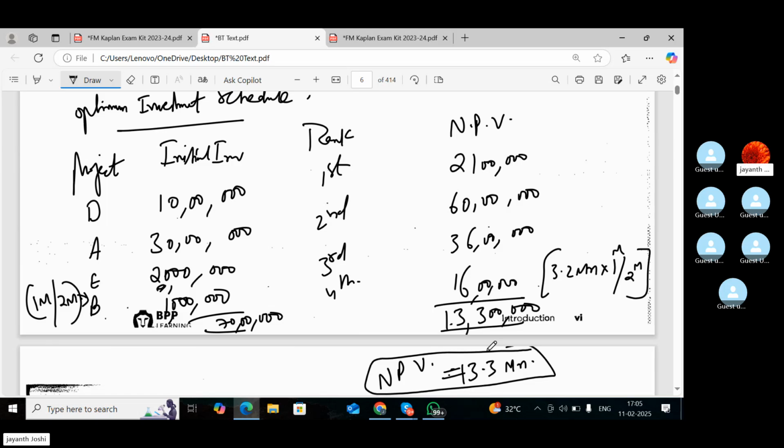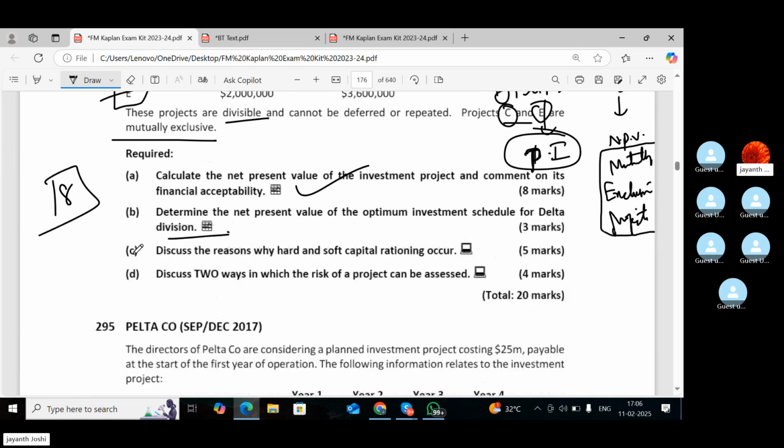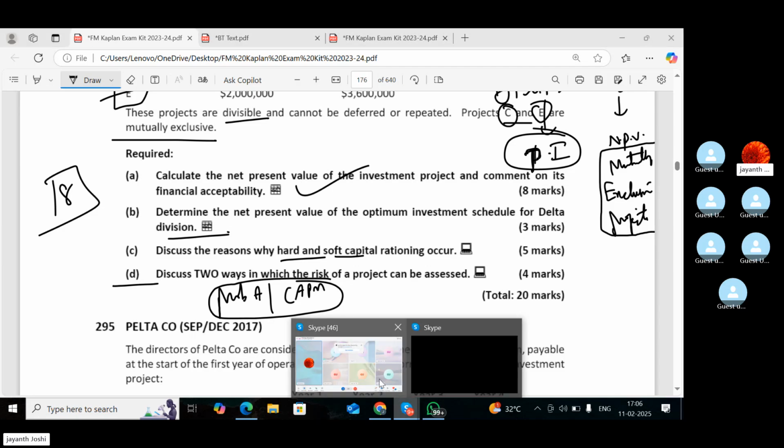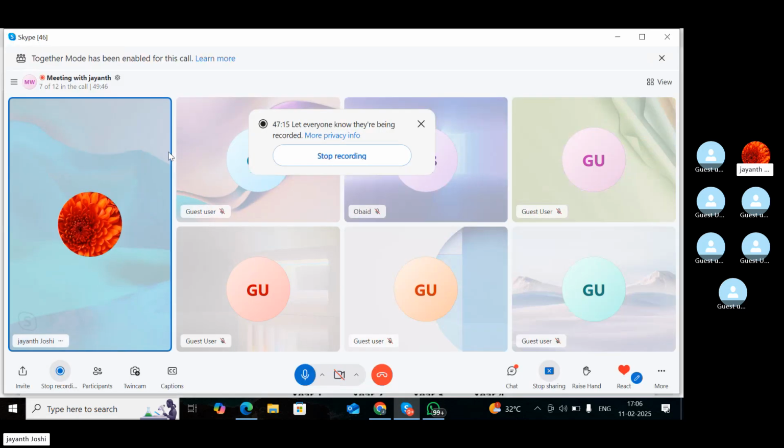This is also done. Now I would like you to go through the theory concepts of hard and soft capital rationing and the two ways in which risk of a project can be assessed. So that also you need to do. Okay, one is probability analysis and one is CAPM. So both of them have been discussed. Fine. So calculation part is done. We'll meet with one more question within some time. Thank you. One more question I'm going to do. Okay, for all.